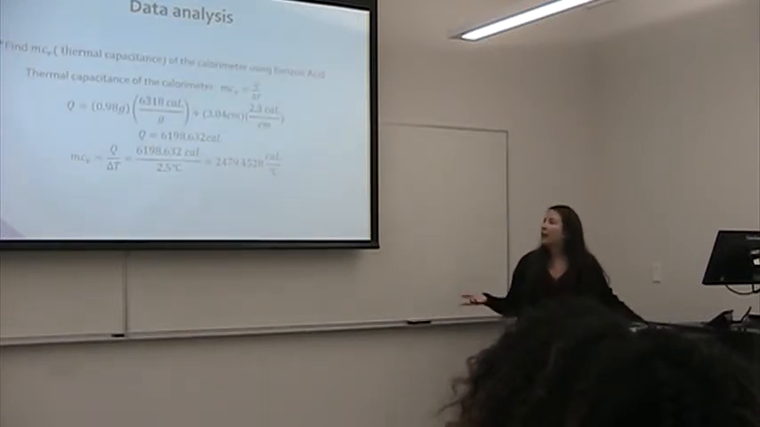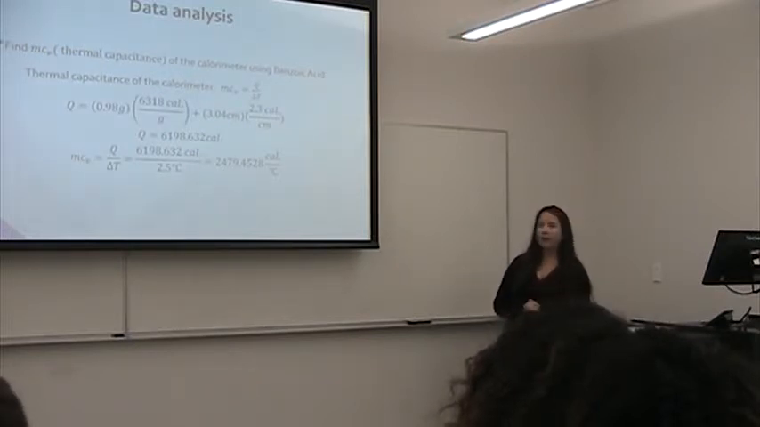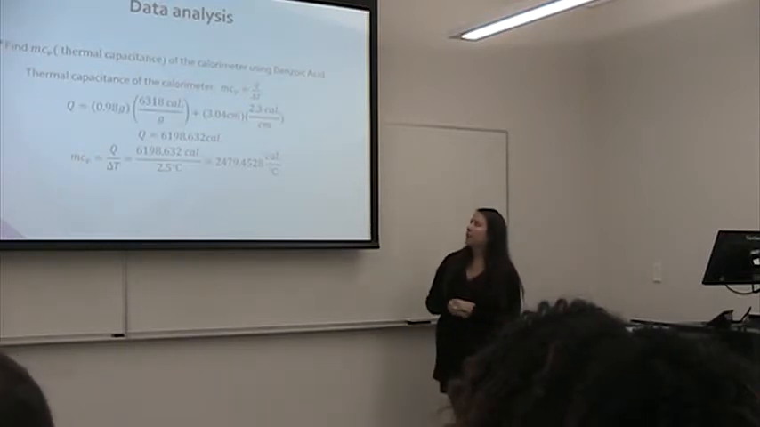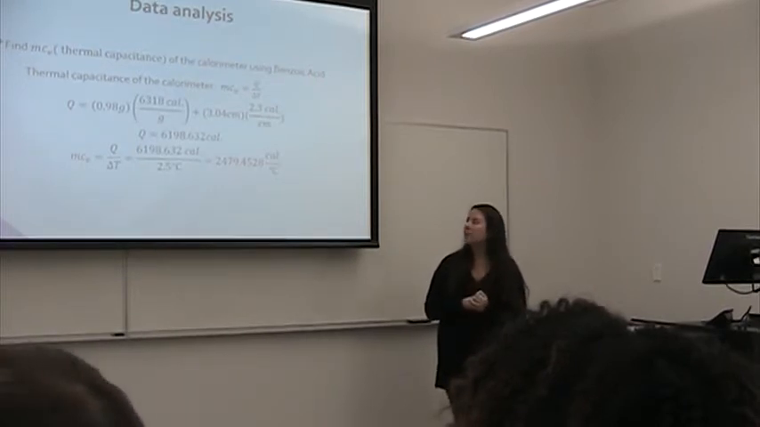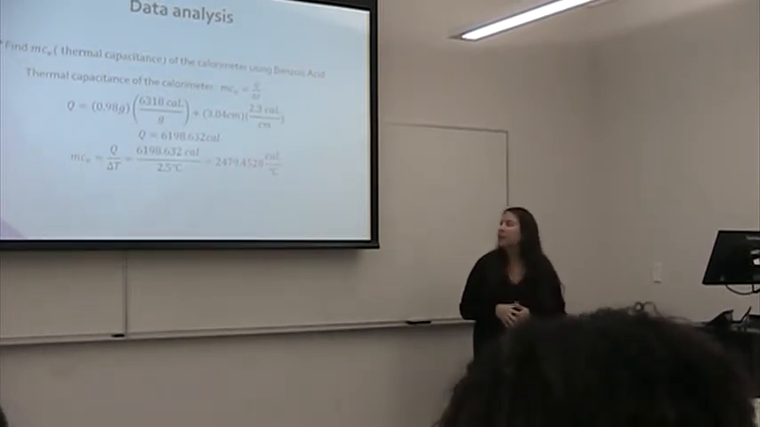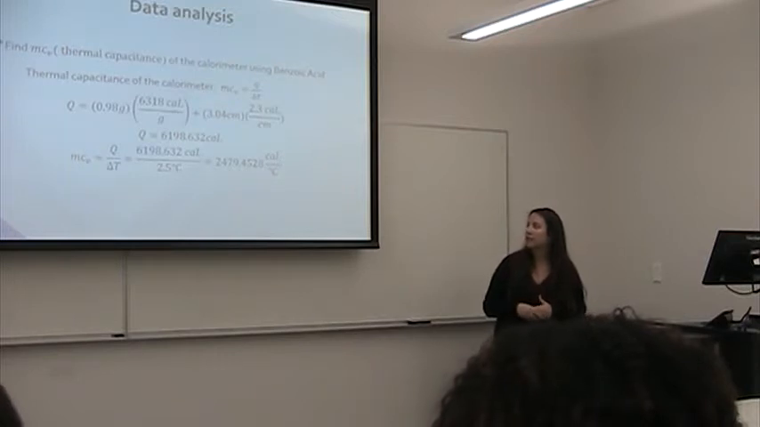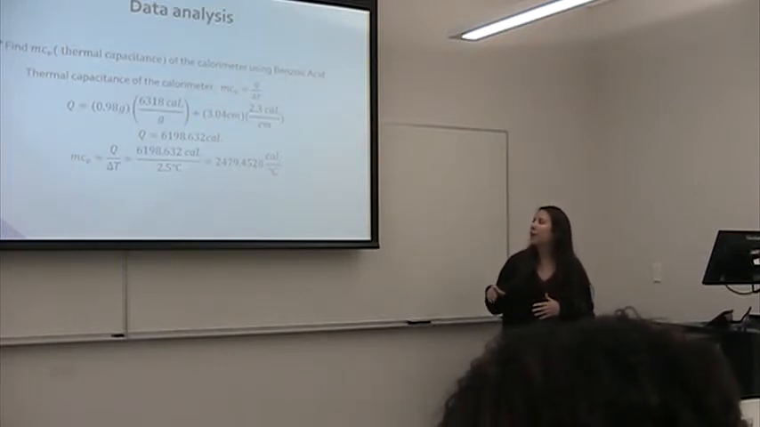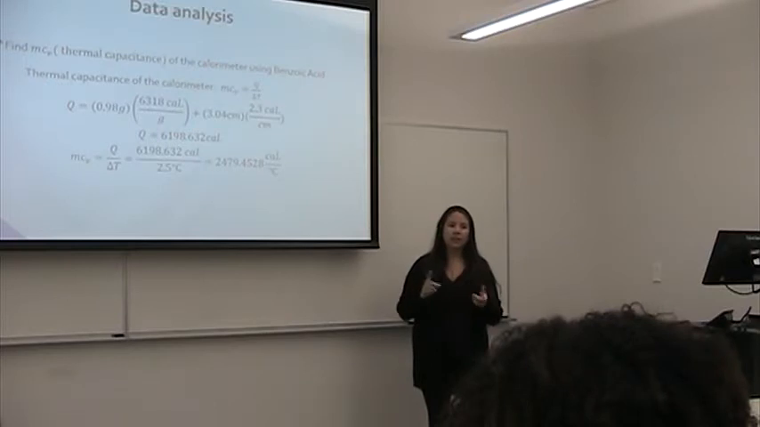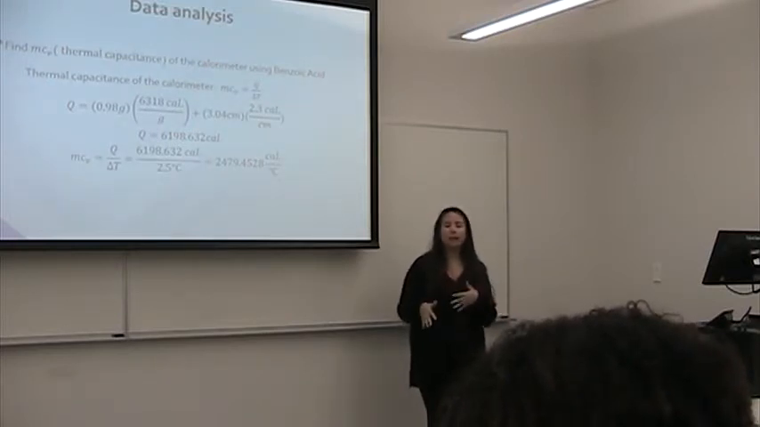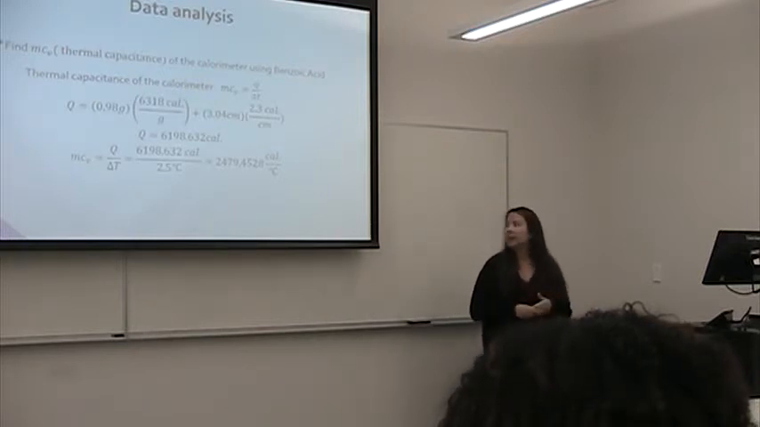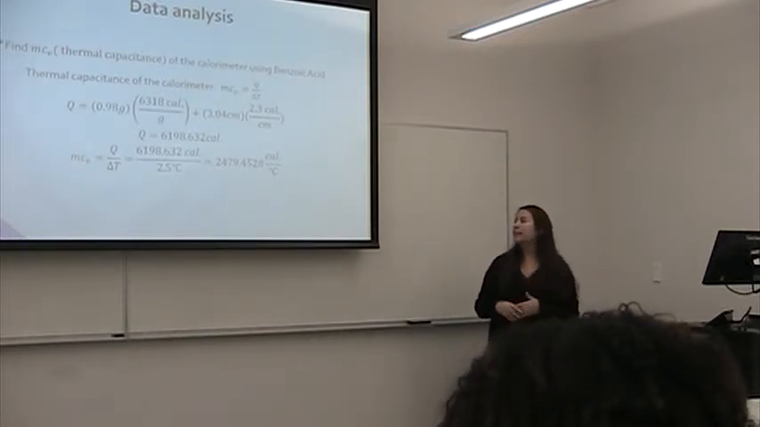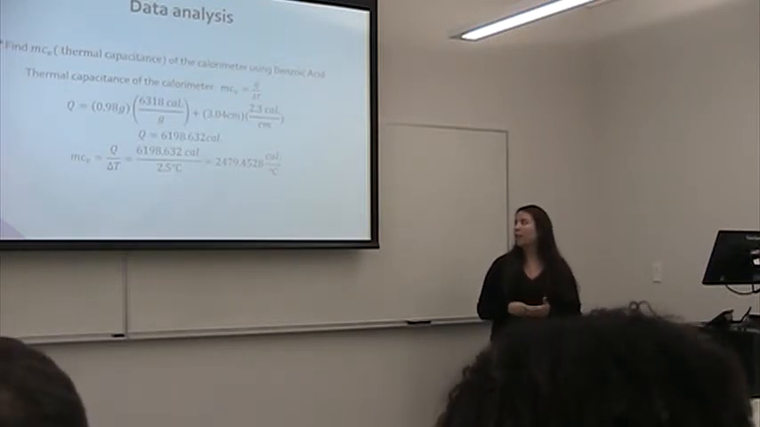So we find the thermal capacitance of the calorimeter using the benzoic acid. We use the formula mCV equals Q over delta T. I found the Q by multiplying the grams; I convert everything to calories. I multiply the grams times 6,318 calories per gram, and then the 3.04 centimeters, that was the length of the burned wire left, I multiplied times 2.3 calories per centimeter to get my Q in calories. And then I divided by the change in temperature, which was 2.5.